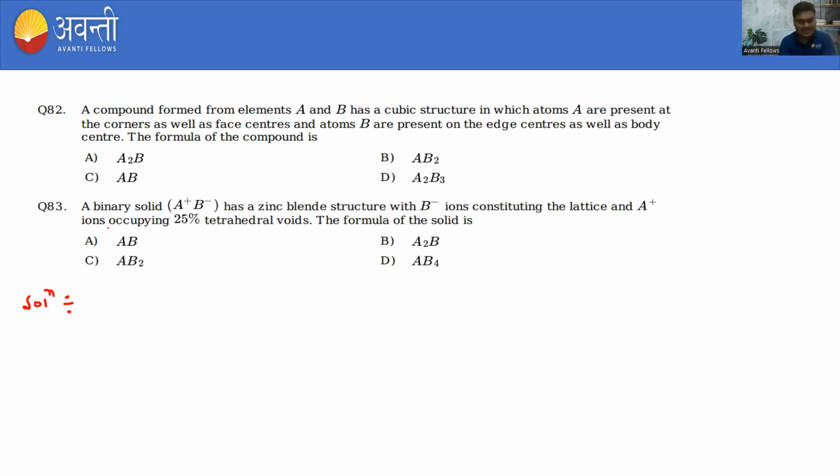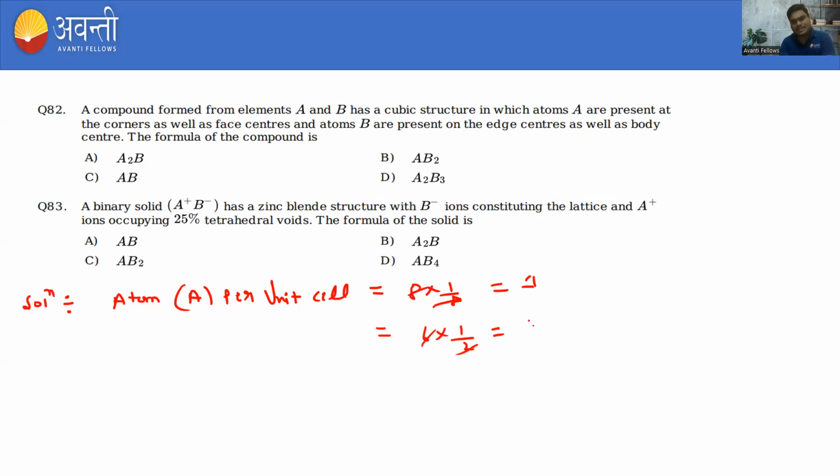Now you can see that atom A is present at the corner, right? So atom A per unit cell: contribution at the corner is 8 into 1 by 8. So this comes out to be 1. Plus, this atom is also present at the face. So contribution at the face is 6 into 1 by 2, that is 3. So the total number of atoms is equal to 4. So how much does A come out to be here? It comes out to be 4, beta, okay?